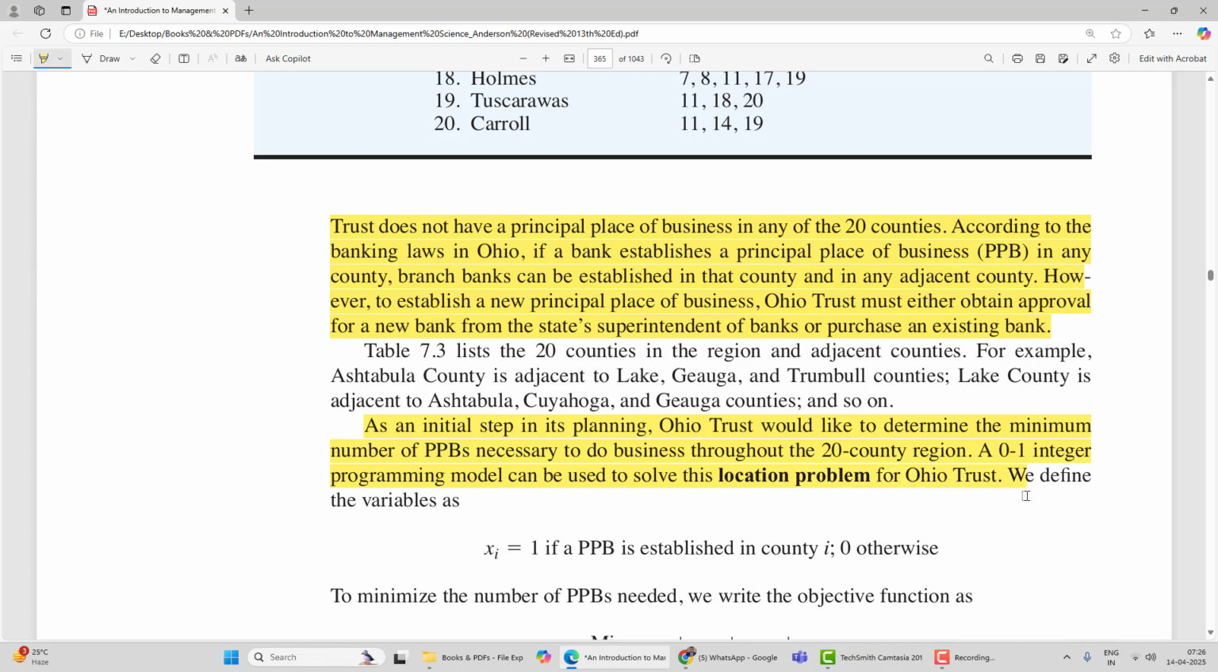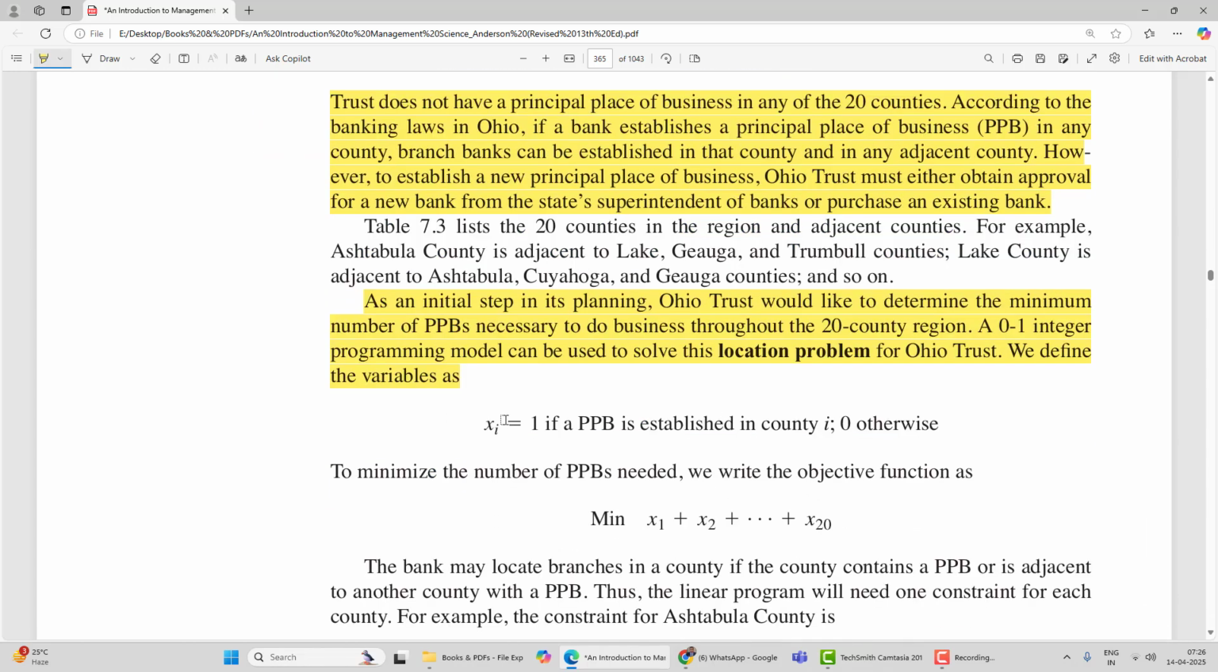We define our variables like this: xi is equal to 1 if a PPB is established in county i, or 0 otherwise. 0 means we are not establishing a PPB in that county i. So we will have these 20 variables because we have 20 counties, so i will be from 1 to 20. And because we want to minimize the overall number of PPBs, mathematically the total sum of the variables representing counties should be minimized.